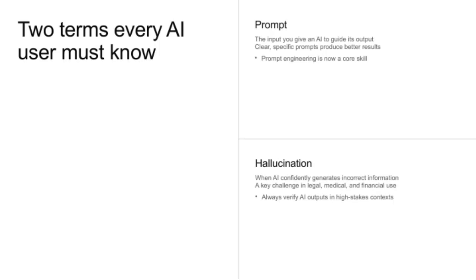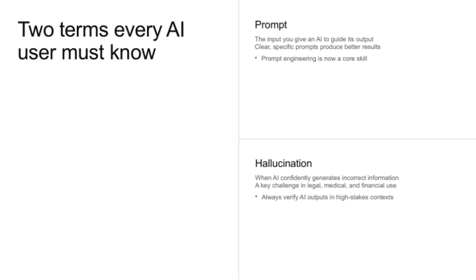When AI confidently generates incorrect information, it can be quite problematic, especially in fields like legal, medical, and financial sectors, where accuracy is absolutely critical. In these high-stakes contexts, it's essential to always verify AI outputs rather than taking them at face value. Even if the AI seems confident, there's still a risk of it producing hallucinations. Those are the false or misleading outputs that the AI might generate without any real basis.